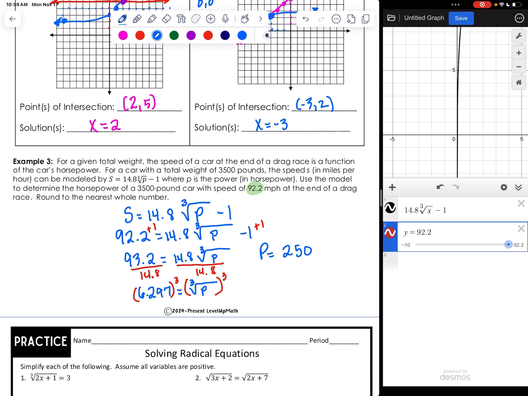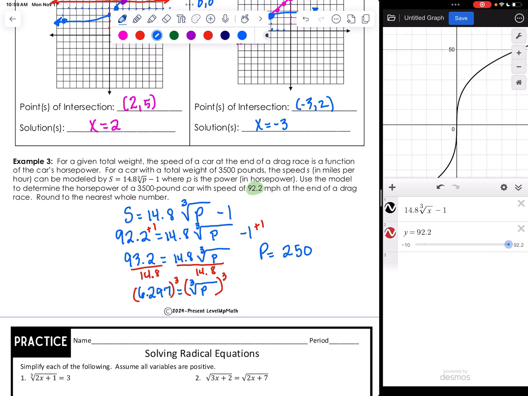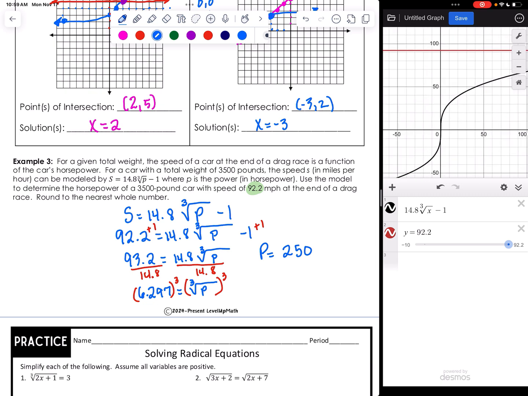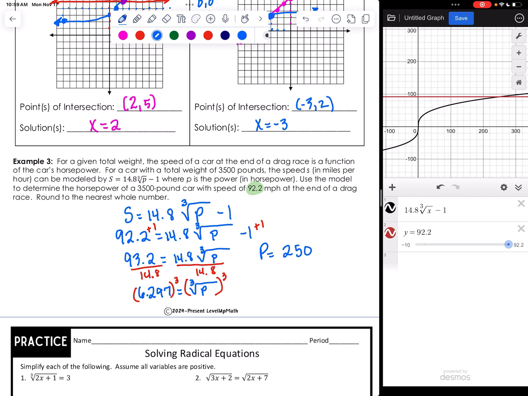Okay. And then we want to find out where they're going to intersect. So I'm kind of having to scroll out here a little bit. Now we can see that they intersect about right here. So I'll push that button. And we got, if we round that number to the nearest whole number, we would also get 250 horsepower. And that concludes today's lesson, solving radical equations.